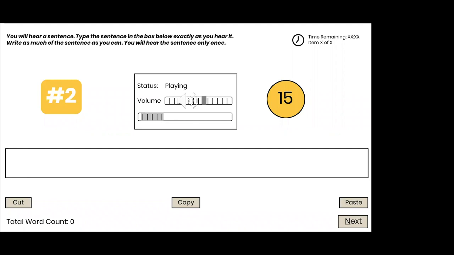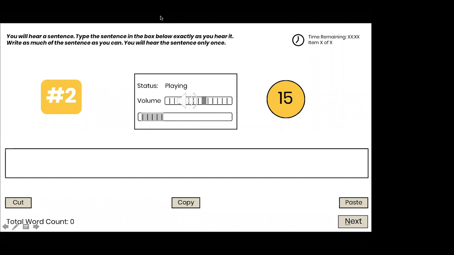All right, you can type your sentence into the chat there. That was a pretty tricky one. All right. Let's do some more.